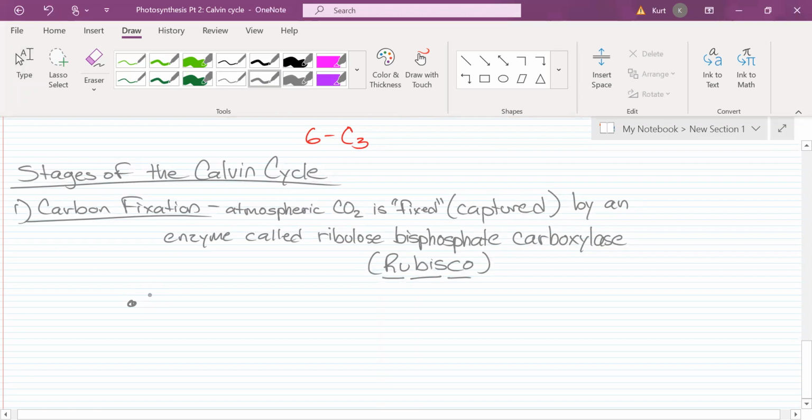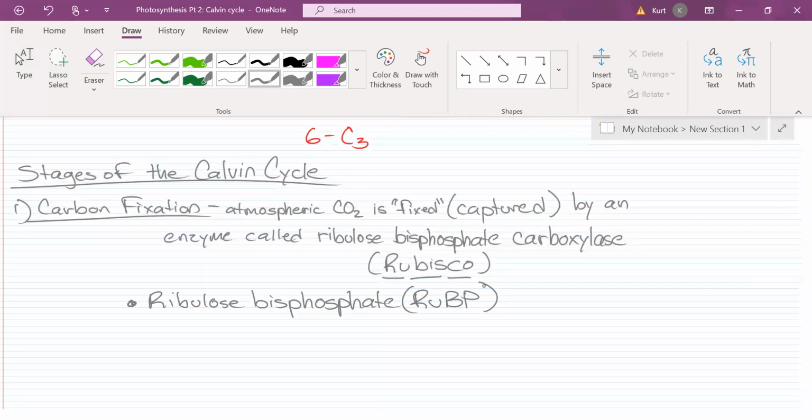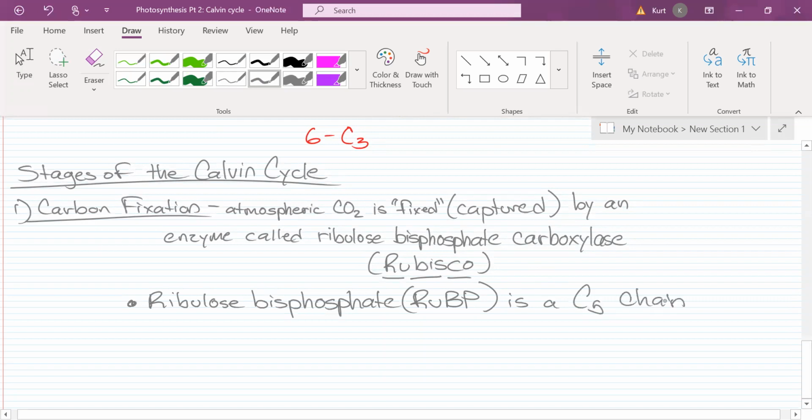So what you all have is ribulose bisphosphate. You can abbreviate that as RUBP. You remember my rule. You're not allowed to abbreviate unless you know what it means. If I find Dan in the hallway and I ask him, Dan, what does RUBP stand for? I don't know. You're not allowed to use the abbreviation. That's the condition. You have to know what it stands for if you're going to use it. RUBP is a C5 chain. It is a 5-carbon chain.